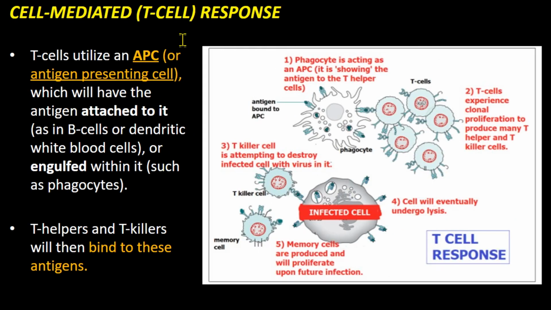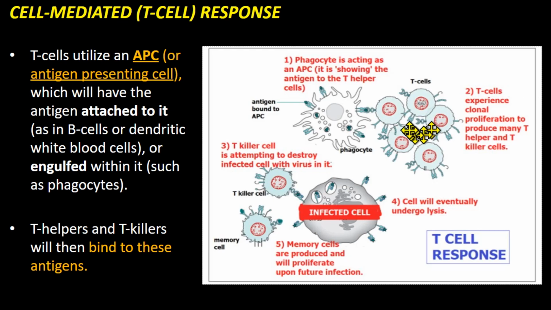Now let's look at the cell-mediated or the T cell response. First, the phagocyte is going to act as an antigen-presenting cell. What it's doing is showing the antigen to the T helper cells. That's what you're seeing here. It engulfed the virus, and now it's showing in A, this is what the viruses look like. So T cells are going to experience clonal proliferation as well.